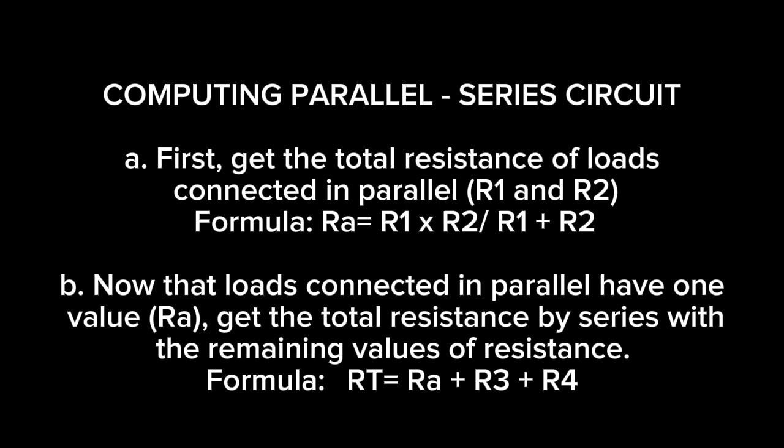In computing parallel to series circuit, first, get the total resistance of loads connected in parallel, which is the R1 and R2. So the formula in getting the total resistance of loads connected in parallel is RA is equal to R1 times R2 over R1 plus R2. Now that the loads connected in parallel have one value, which is the RA, get the total resistance by series with the remaining values of resistance. So the formula is total resistance is equal to RA plus R3 plus R4.